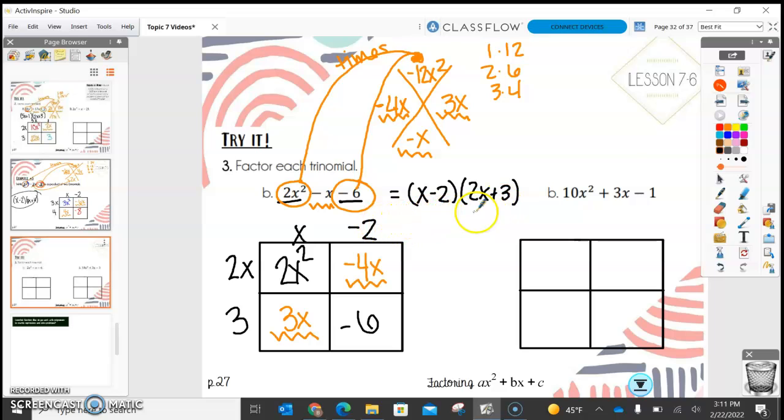Try all these trinomial examples in your packet. The more practice, the better. And try out that diamond method. Super helpful.